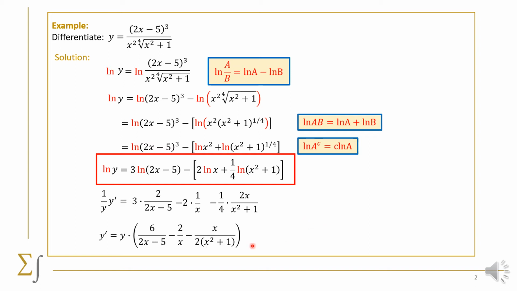Now we want the y prime on one side and the other side containing the x's. So we multiply both sides by y, and here we have y prime equal to y multiplied by 3 times 2, which is 6 over 2x minus 5, here is the denominator, minus 2 over x, we have it here. We cancel this 2 with the 4, so we get x over 2 times (x squared plus 1). And now we will take this y. We know it's given up there. We will plug in the value of y. So this is equal to, yes, we put the y, and then here comes this whole bracket.